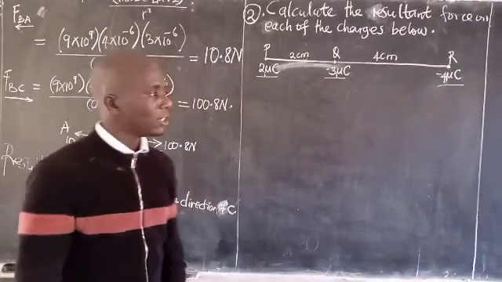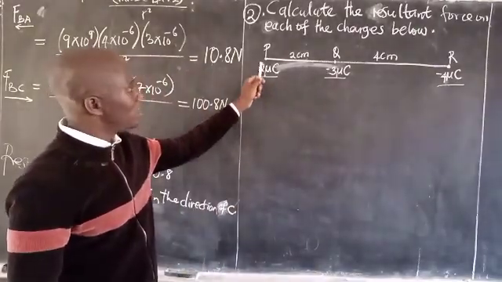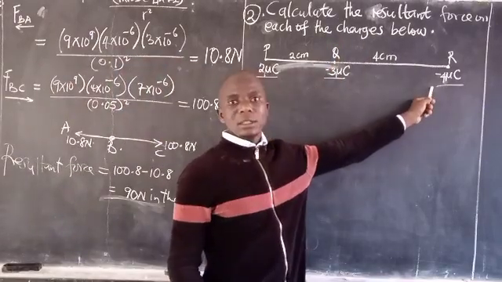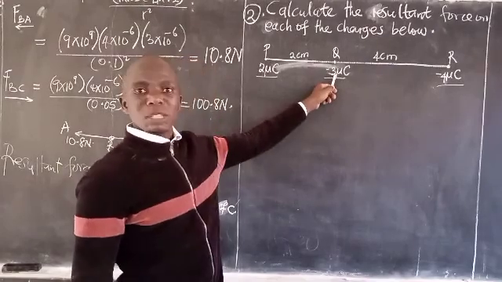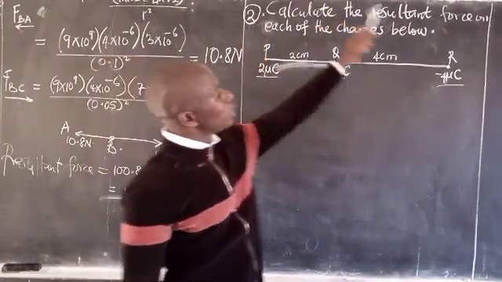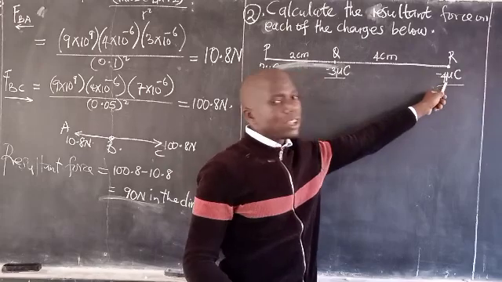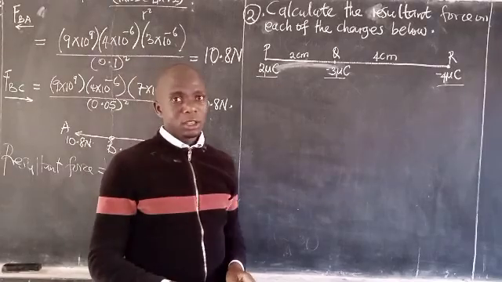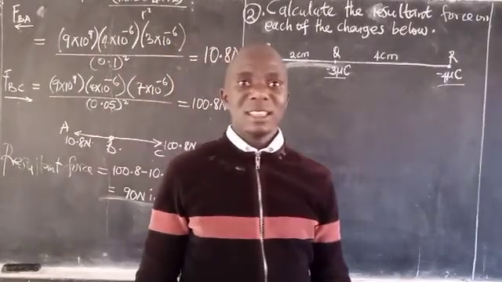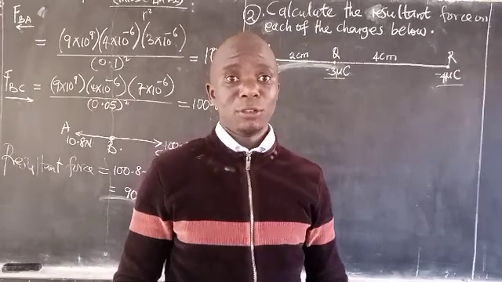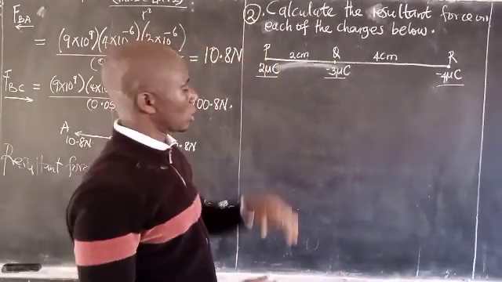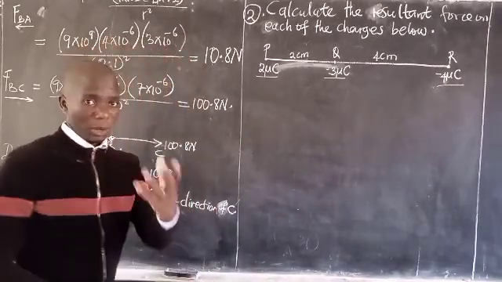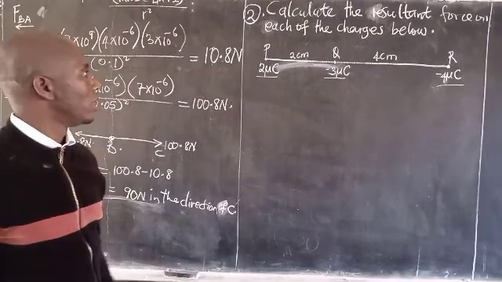We need to get the resultant force on each of them, because when they are in that same field, this charge will experience a force due to this charge, and also a force due to that charge. This one will experience a force due to this one, and also a force due to that one. As well as the negative 4 microcoulombs charge, which will also experience a force due to this and a force due to that. So, can we calculate the magnitude of the resultant force on each of the charges? Of course, yes. Let's begin with the one at P.